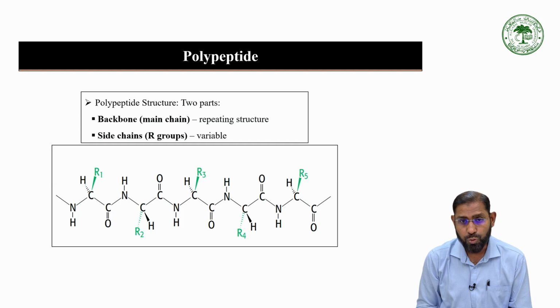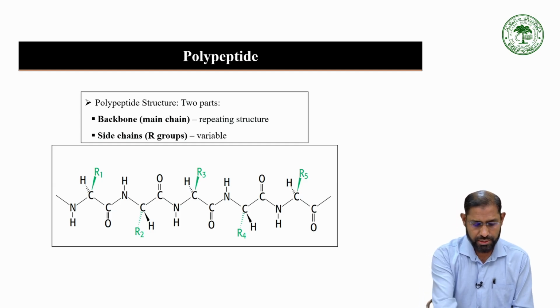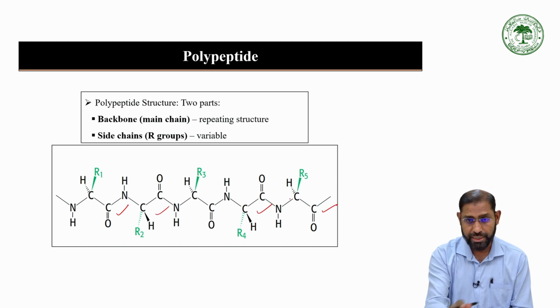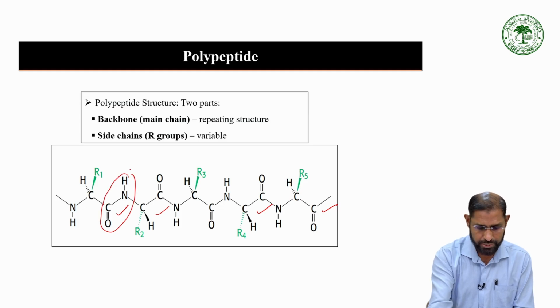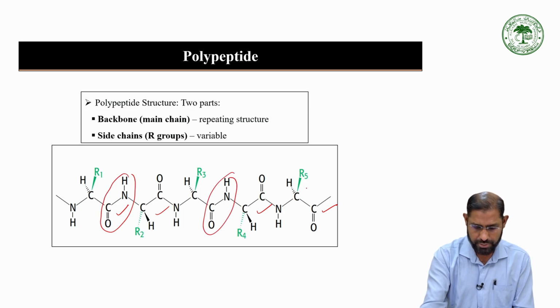Polypeptides have two parts. One part is the backbone, the main chain. This is the backbone, made of amide bonds.